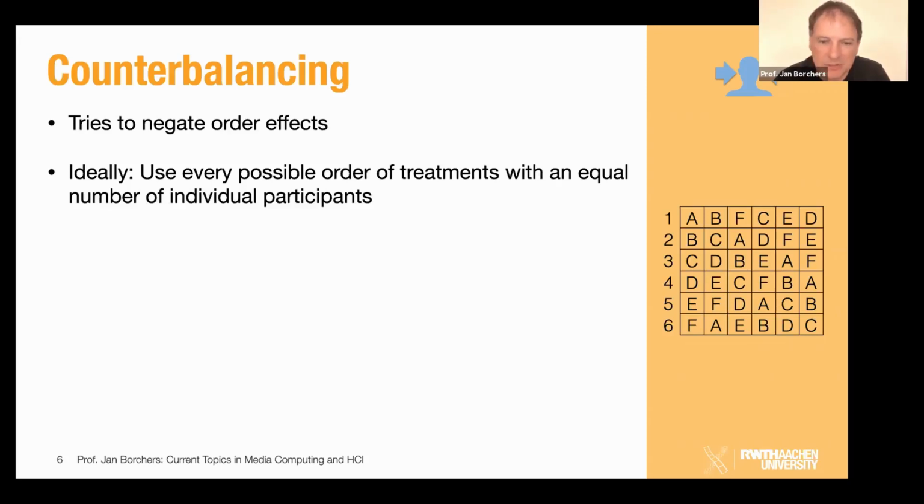In our example here, we have 6 conditions. So if we were to have every possible order of treatments in there, we're looking at basically all the permutations of 6 different conditions.